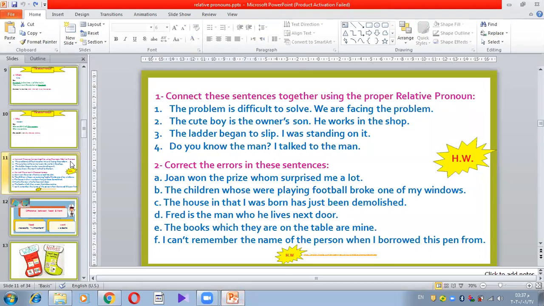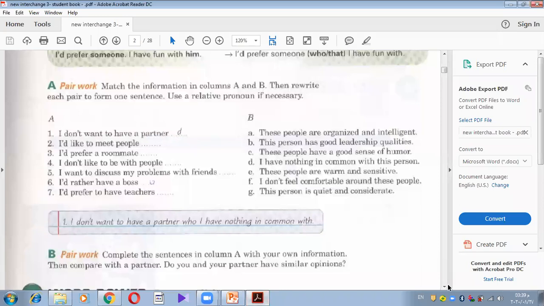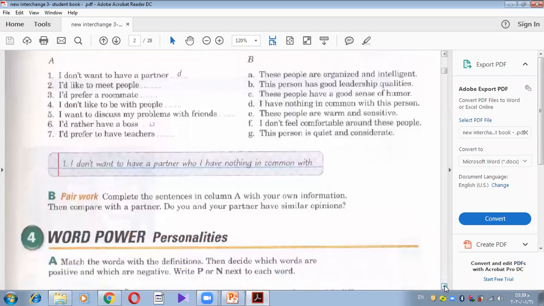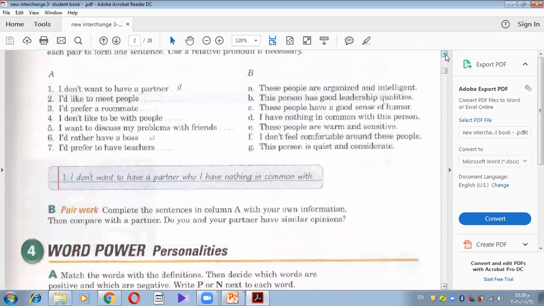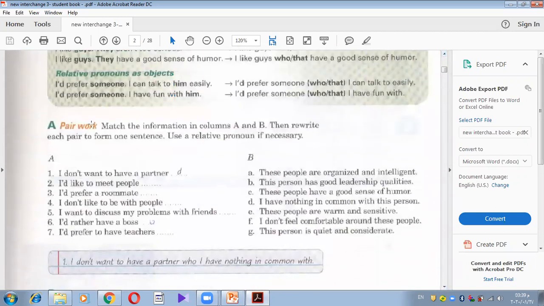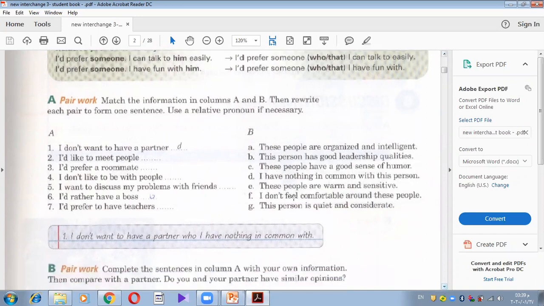Okay. Then we have in book 3, guys, you can find this in page 3. Okay, on the CD. Okay, on the CD, guys. This part A, match the information in columns A and B using the relative pronoun. So for example, here, okay, the first one is done as an example.